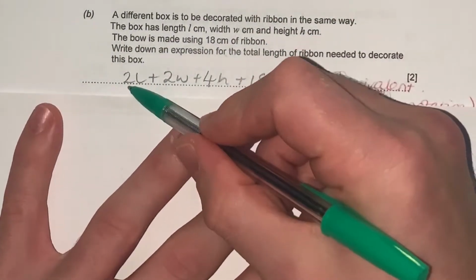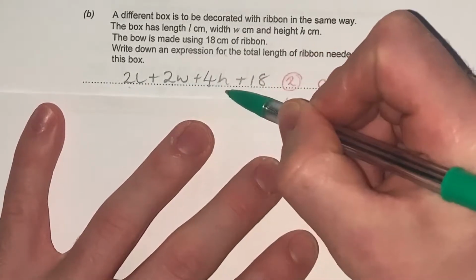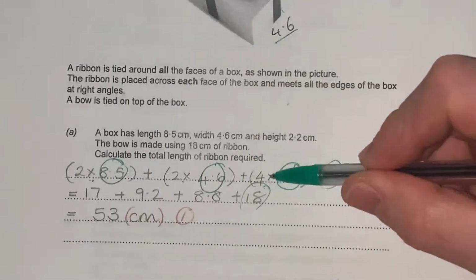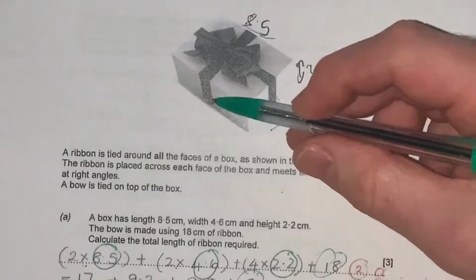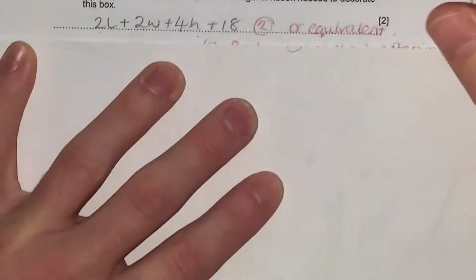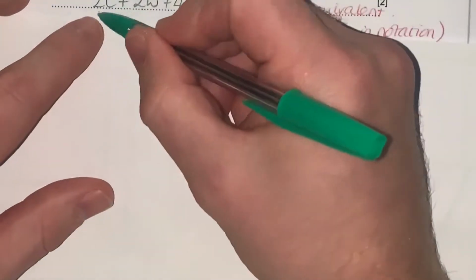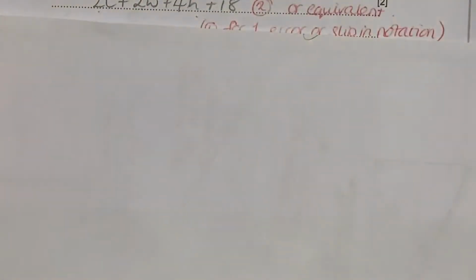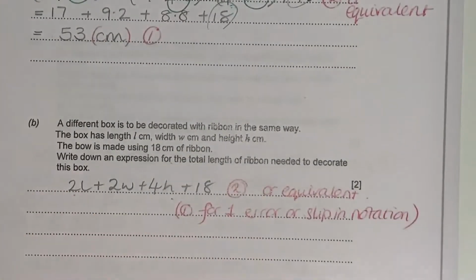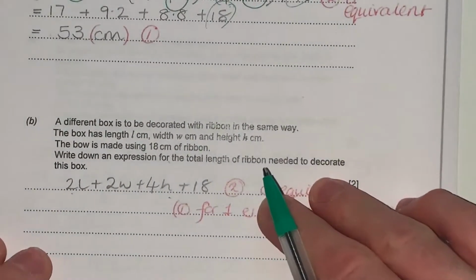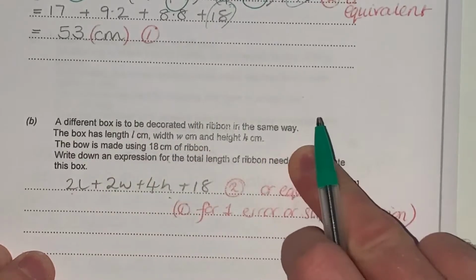So I know there were 2 L's, I know there were 2 W's, I knew there were 4 heights. Okay, because we wrote that there. There was 1, 2, 3, 4. And then obviously we've got to add the 18 on after. All right, so if you've written 2 times L, 2 times W, that's fine as well. But the most simplified version would be that there. Okay, so it's how you calculate, how you would find it, but this time you haven't got numbers to help you.